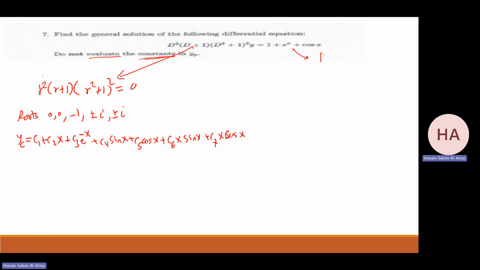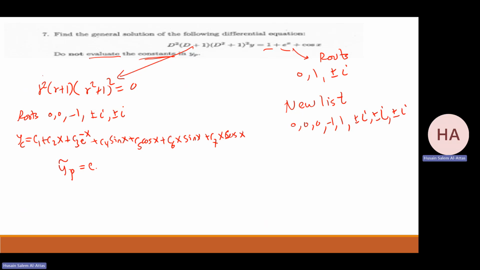Now what are the roots from here? I have this is 0, this is 1, this is plus or minus i. Okay, so my new list will be what? 0, 0, 0, minus 1, 1, plus or minus i, plus or minus i, plus or minus i. So yp hat will be what? c1 plus c2 x plus c3 x squared plus c4 e to the minus x plus c5 e to the power x, the numbering will not make a difference.